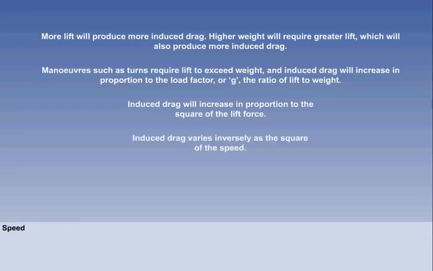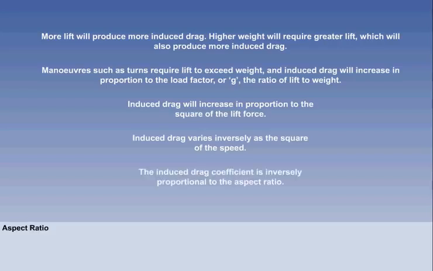For a constant lift force, induced drag decreases with increased speed. Because as speed increases, the downwash caused by the wingtip vortices becomes less significant, and the rearward inclination of the lift vector is less. Induced drag varies inversely as the square of the speed.